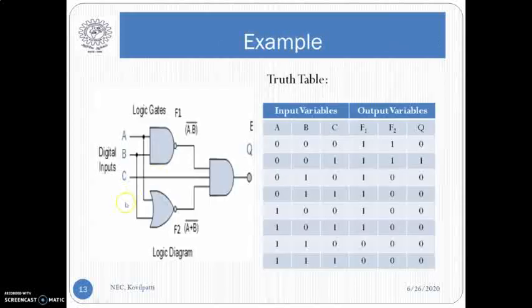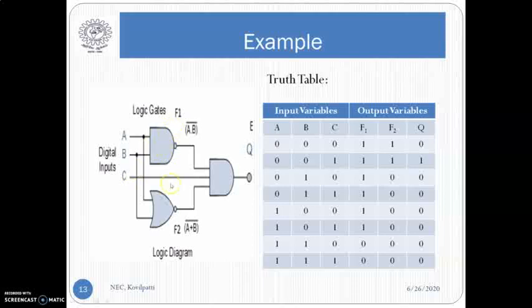So for example, consider this logic diagram consisting of 3 inputs, A, B, C. So we have 8 combinations, because with 3 inputs, 2 power 3 is 8 combinations. So 0 to 7 we represent here. Then the output of this gate is going to be F1, the output of this is labeled F2, and the final output of this logic diagram is labeled as Q, right?